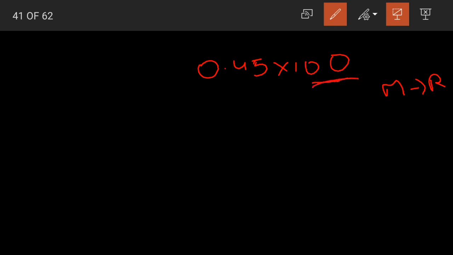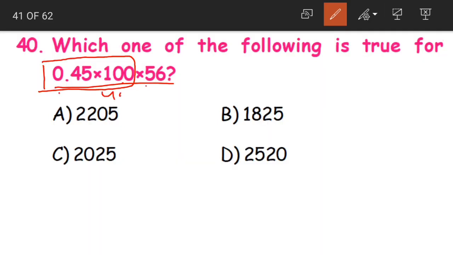Here we are having 100, that is 2 zeros. So the point will move 2 digits to the right. That means the point is to be placed after 45. So the new decimal number is 45.0, or simply we can write it as 45. So this is 45. Now we have to multiply 45 by 56.